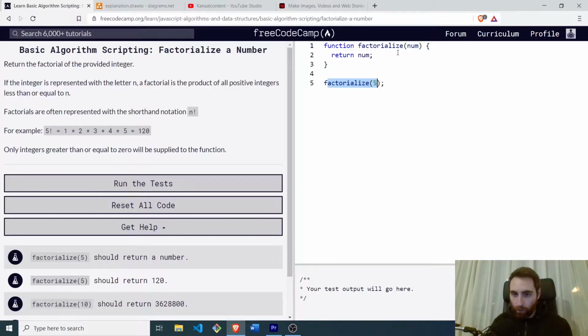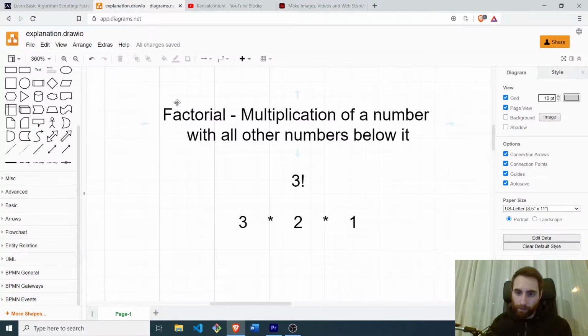So for this function we need to create some kind of code so that whatever we put here, it's going to be factorialized. So if we put here 5, it's going to return us 120. I've prepared an explanation on this board about factorialization and how to understand the challenge, so that we can solve it together.